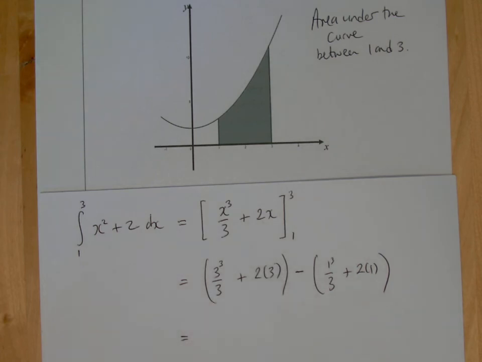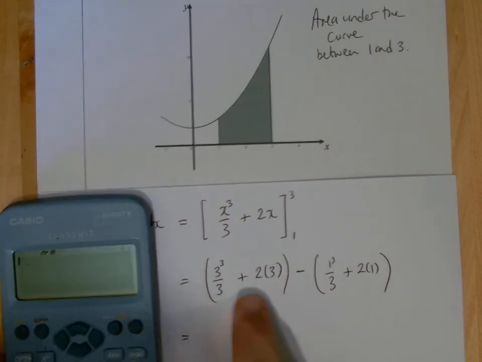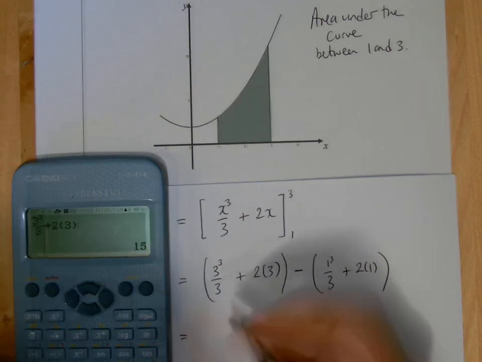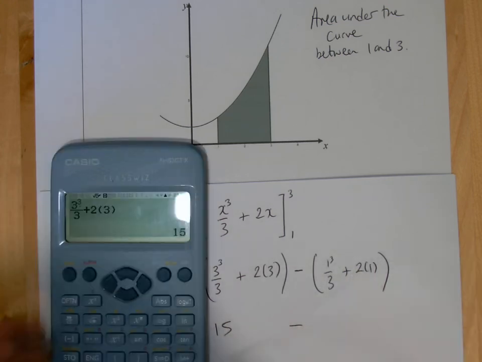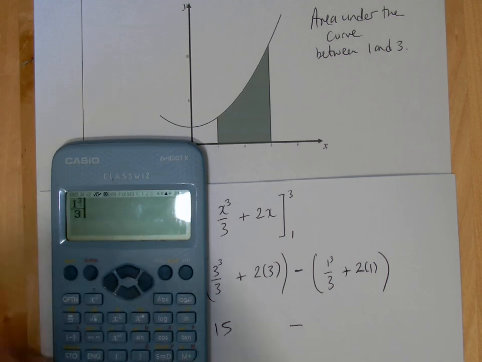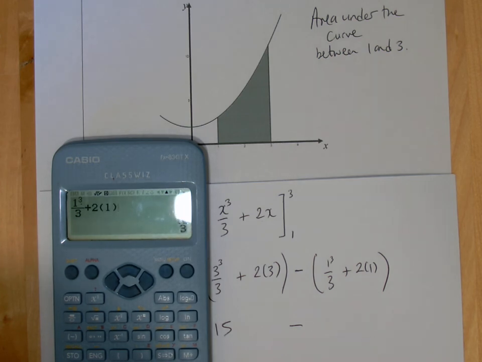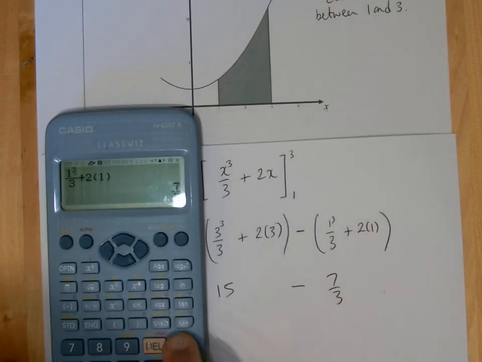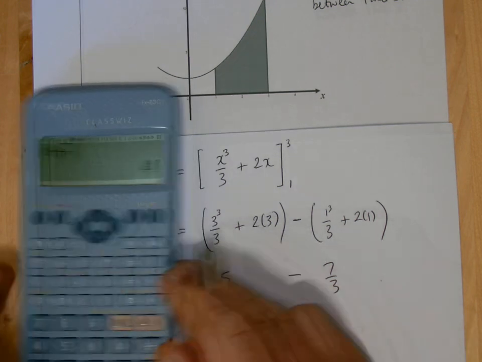So what you do then is you get your calculator and you can work it out. Maybe work out that bracket first. So fraction 3 cubed over 3 plus 2 times 3, and that comes out to be 15. Take away then 1 cubed over 3 plus 2 times 1, which is obviously 2, but I'll put it in for completeness sake, and I get 7/3. So all I've got to do then is perform that calculation, 15 take away 7/3, and I get my answer to be 38 over 3.